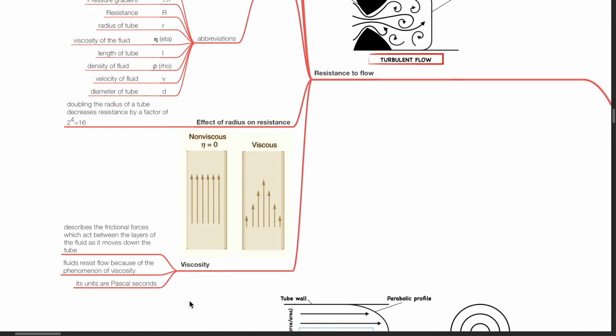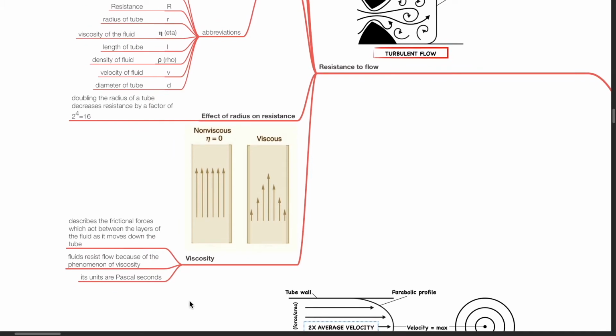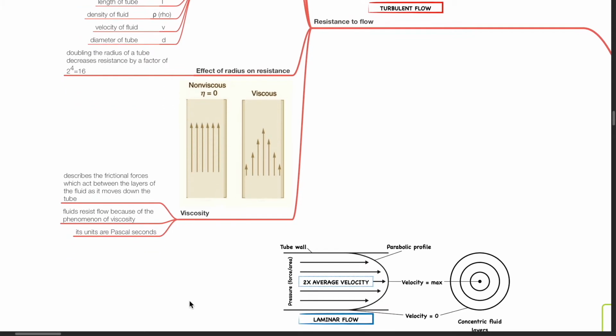Viscosity describes the frictional forces which act between the layers of the fluid as it flows down a tube. Fluids resist flow because of the phenomenon of viscosity. Units are Pascal seconds.